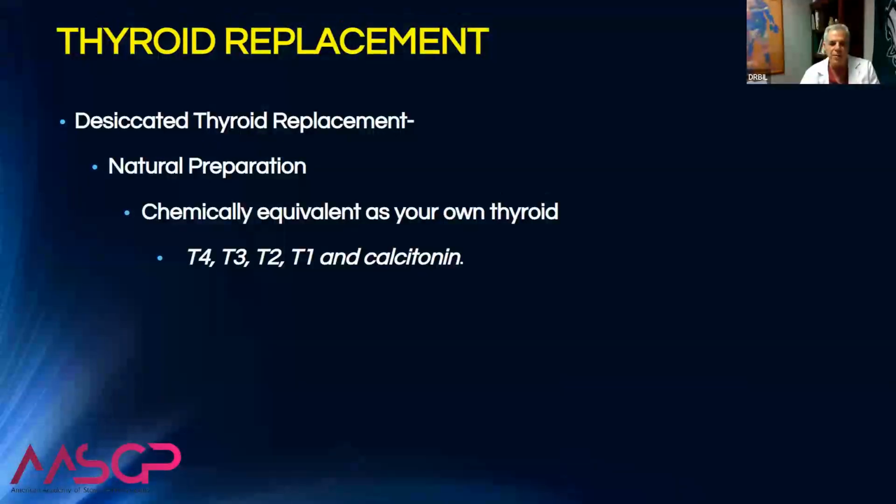Desiccated thyroid replacement is a natural preparation. This was around long before there was Synthroid, synthetic thyroid, and it contains all of these ingredients, usually T3 and T4. It can have T1 and T2 in it. Some of the preparations have calcium or calcitonin and magnesium in them also.